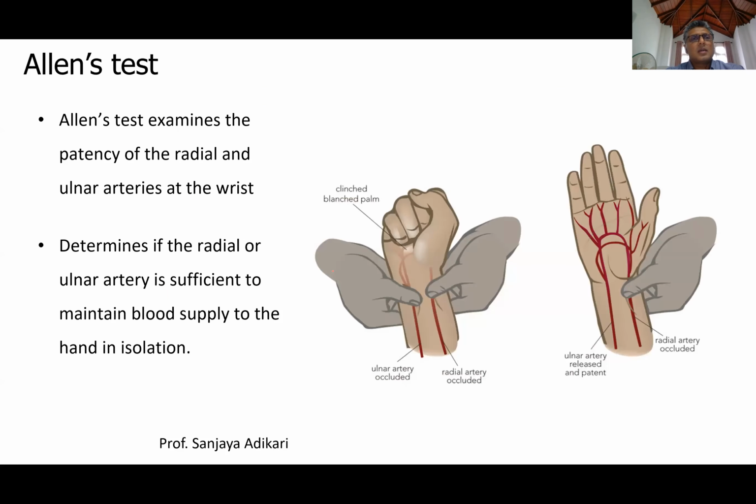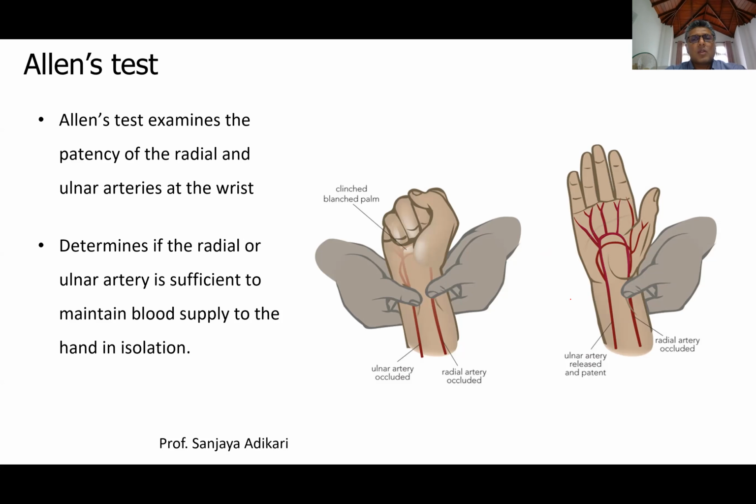Allen test is a test where you examine the patency of the radial and ulnar arteries. So you do one artery at a time. What you do is you block both arteries and raise the arm so that you get the palm free of blood. Then you release one artery, and if that artery is patent, you should get reperfusion within a few seconds. But if that artery is insufficient, you will not get reperfusion during the given time period. So you label it as insufficient.